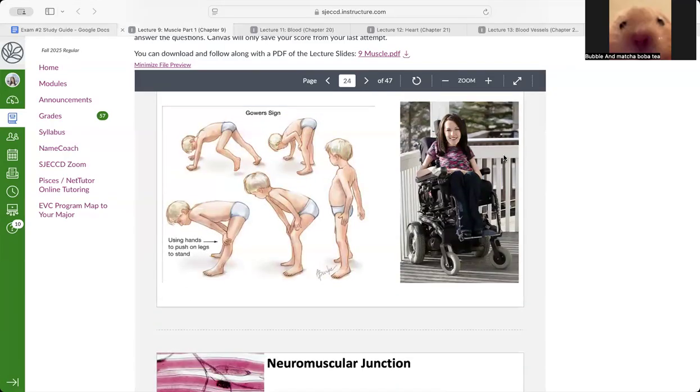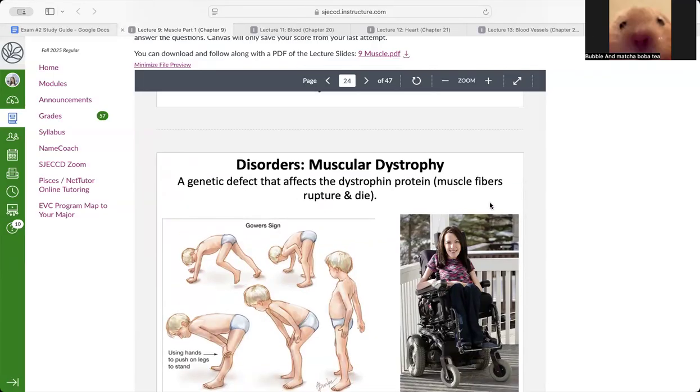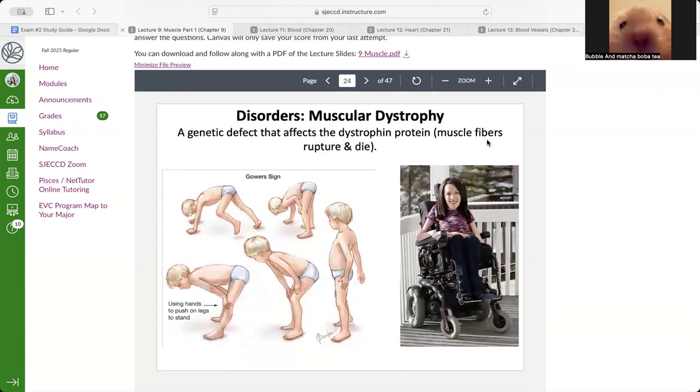Okay. Muscular dystrophy. This is when the muscle starts to fail. So your dystrophin protein stops working. What does dystrophin do? It links the thin filament to the cell sarcolemma. It's the one that stabilizes. When dystrophin stops working, muscle fibers rupture and die because every time you contract your myofibrils, your muscle fibers get damaged. Why is this? Because it's not attached, and when it's not attached, there's no base for it.